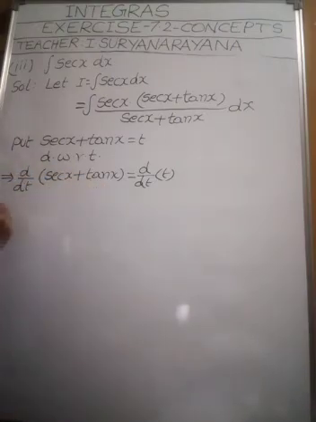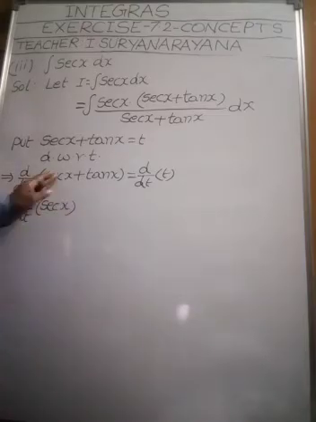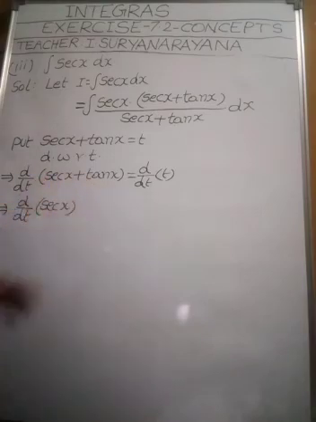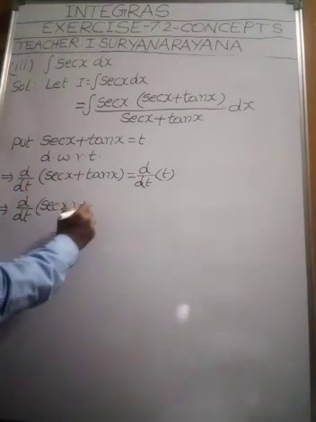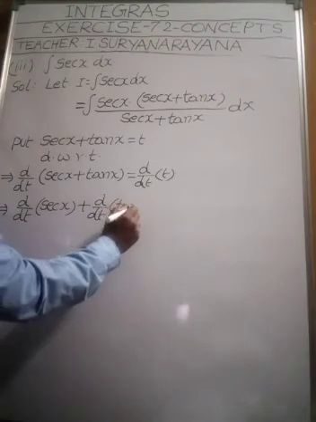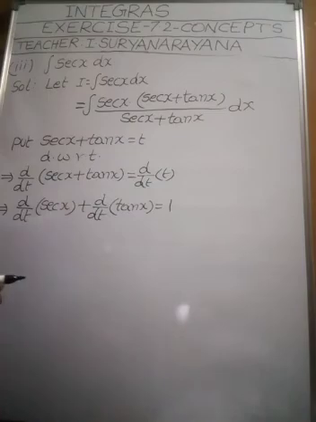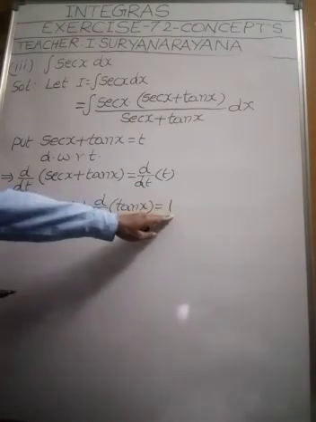Right. This implies d by dt of secant x, two terms are there, so we can find the derivative of this function separately, plus d by dt of tan x is equal to d by dt of t. What will you get here? 1. Okay, my children, understood this RHS?